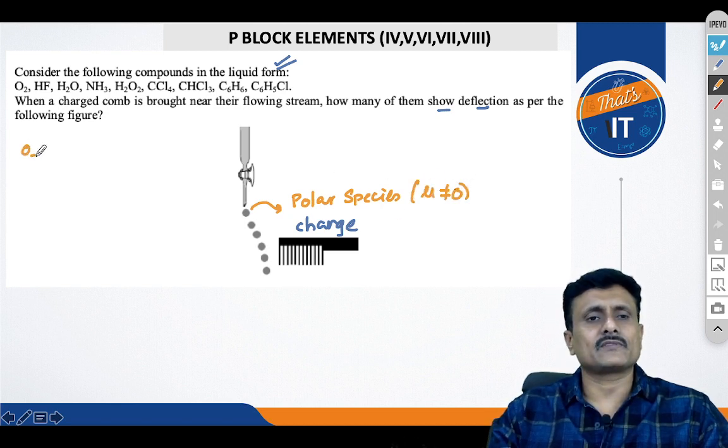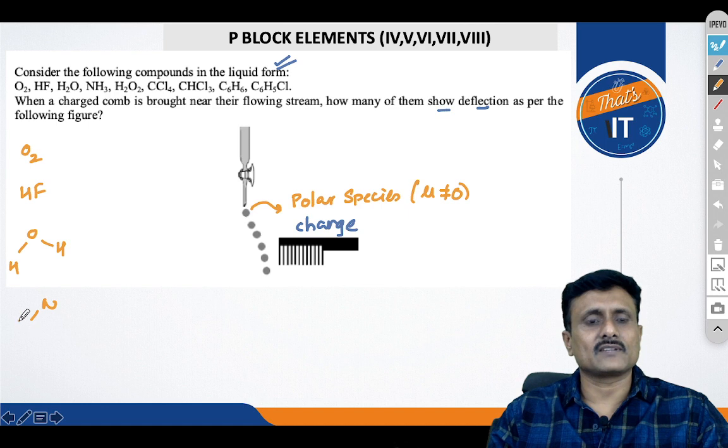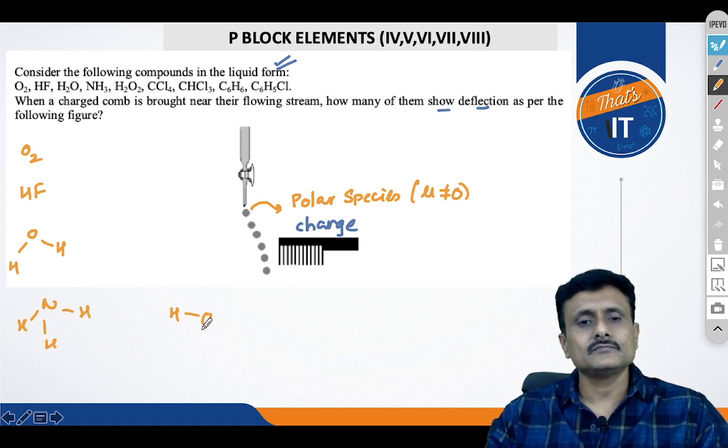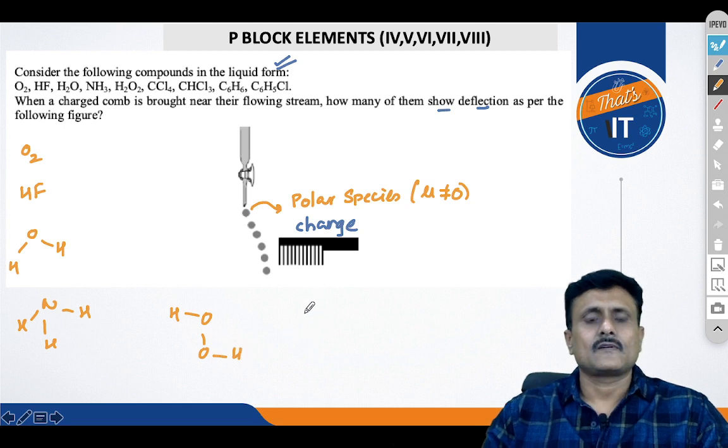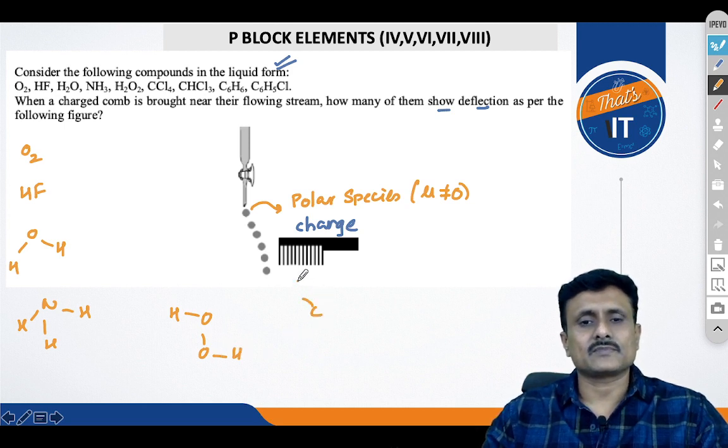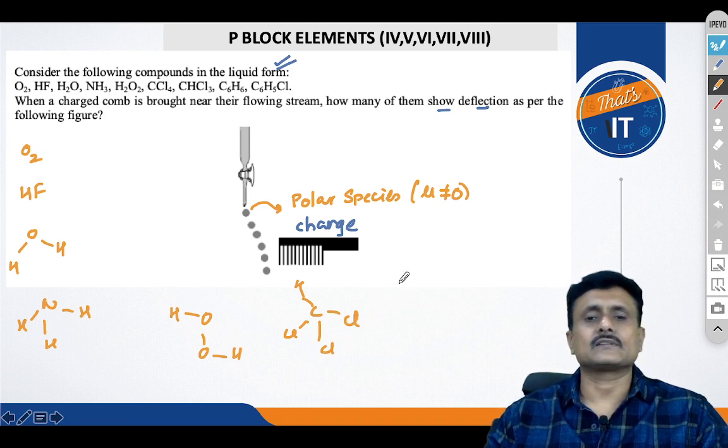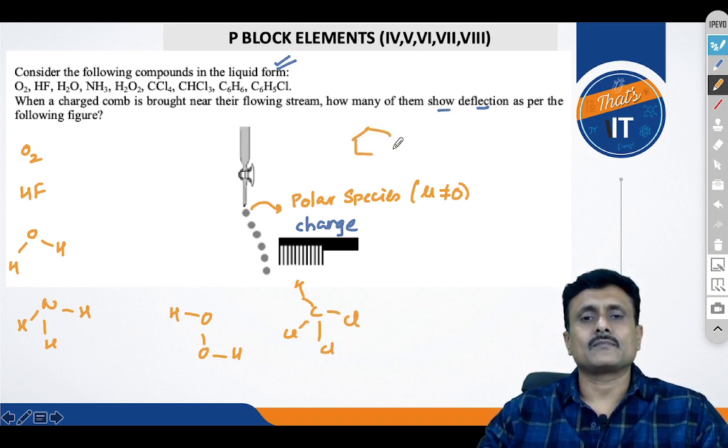Now we can see that you have got a few species which are being mentioned. You need to draw their shapes so that you can know if there is any cancellation of the dipole. Alright, you should know how to write these shapes, isn't it? CHCl3, then you have benzene and chlorobenzene. So all these species are given.